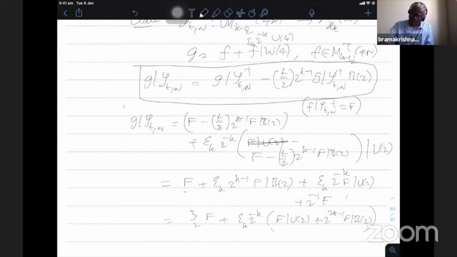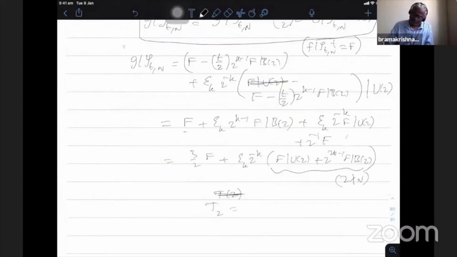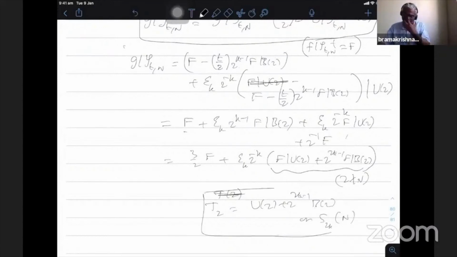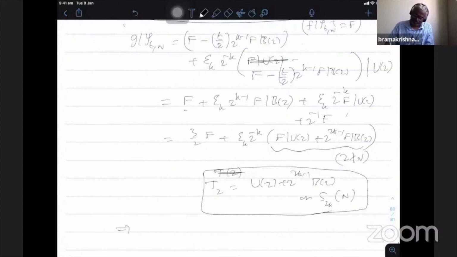So this is nothing but F is of level n, with 2 not dividing the level, and T2 is given by this. T2 is nothing but u2 plus 2 power 2k minus 1 b2 on S2k n. That is a Hecke operator for a prime not dividing the level. Therefore, this whole thing is replaced by F bar T2. Therefore, this implies G bar STN is 3 by 2 F plus epsilon k 2 power minus k F bar T2.